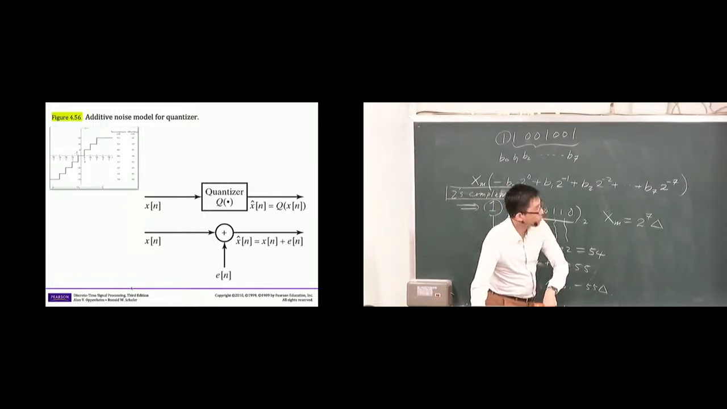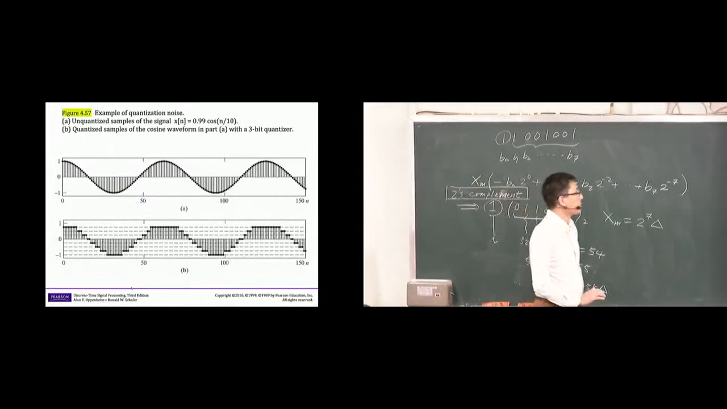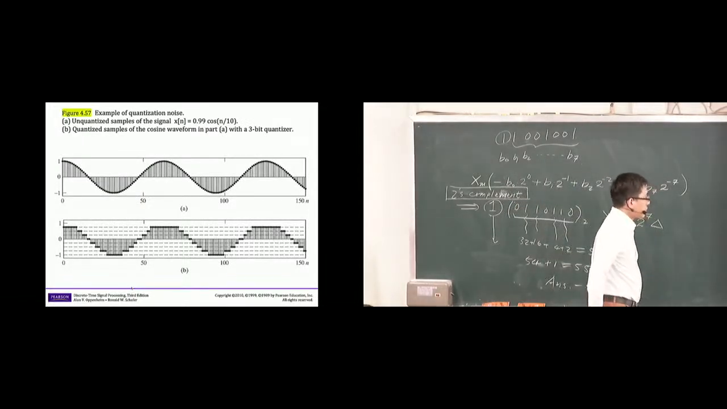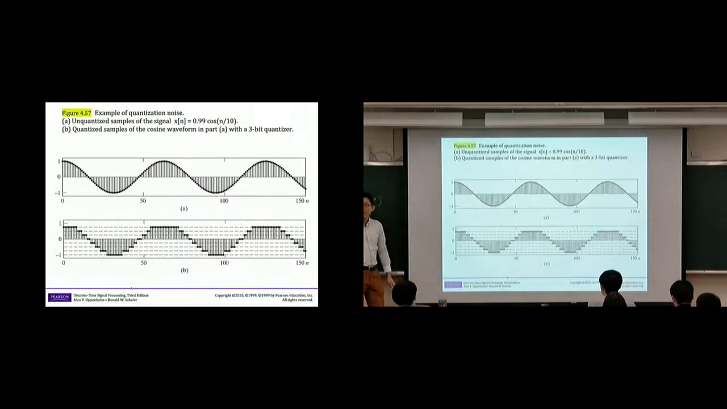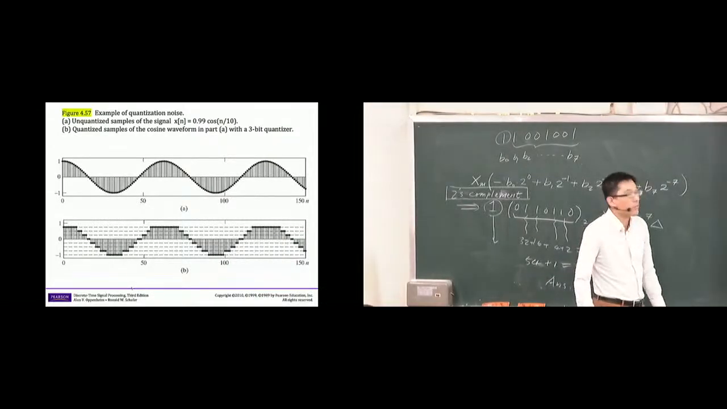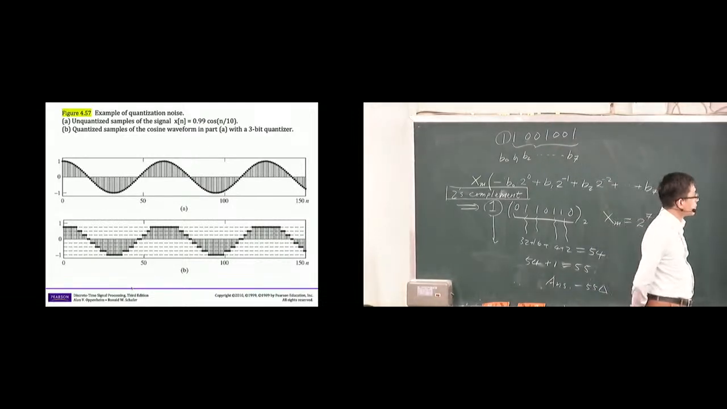Okay, so quantization introduces error. And here is a nice little example from the textbook. Suppose that we have a signal, and it's discrete time. The signal is 0.99 times cosine with a period of something, right? Suppose that this is a signal like that.